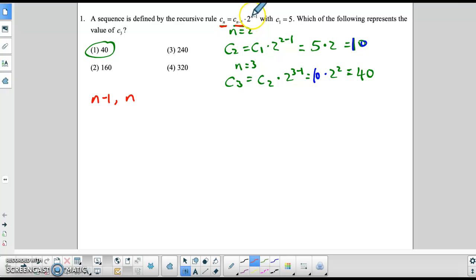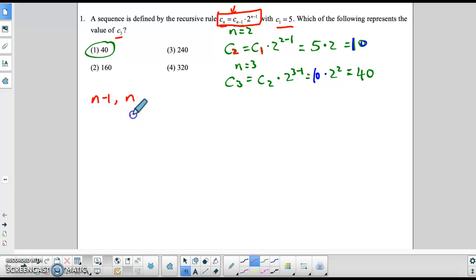Multiply by 2 to the power of n minus 1. Of course, we know this is very important information. Okay, they give us C1. We need to find out the value for C3. As you can tell from here, in order to find C3, we need C2. Okay, so C2 equals C1.